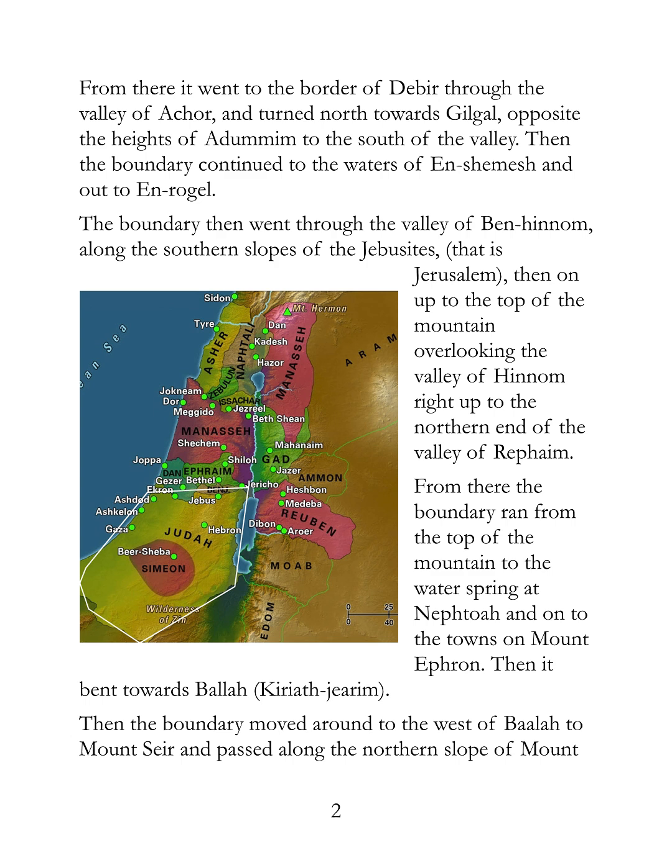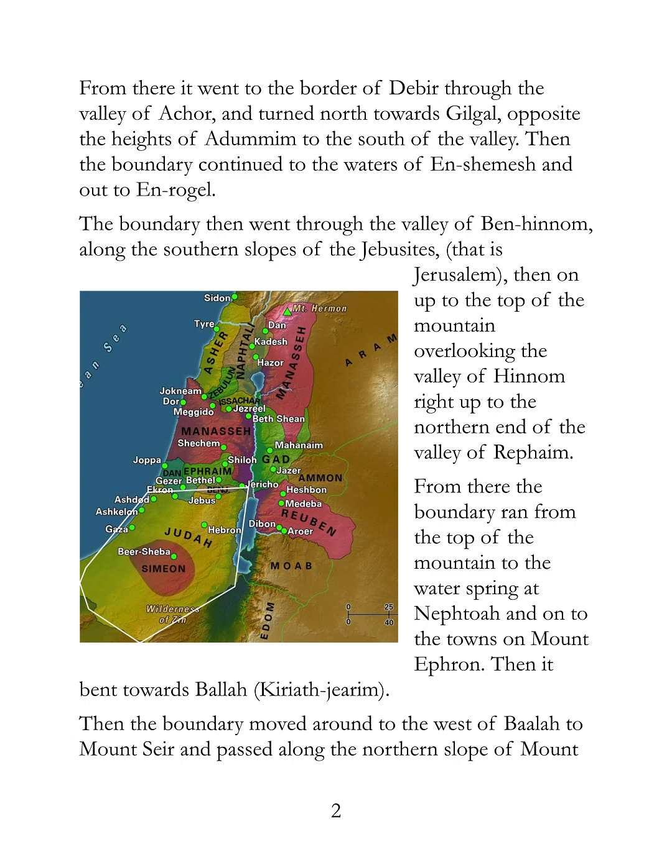Then the boundary continued to the waters of En-Shemesh and out to En-Rogel. The boundary then went through the valley of Ben-Hinnom, along the southern slopes of the Jebusites, that is Jerusalem, then on up to the top of the mountain overlooking the valley of Hinnom, right up to the northern end of the valley of Rephaim. From there the boundary ran from the top of the mountain to the water spring at Nephtoah and onto the towns on Mount Ephraim. Then it bent towards Baalah, Kiriath Jearim.